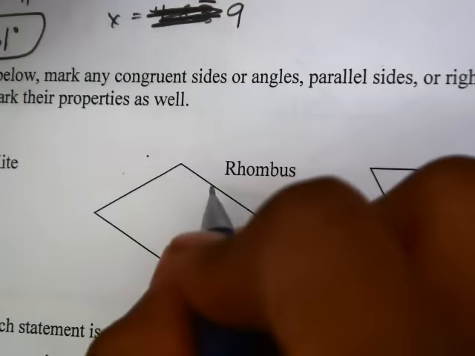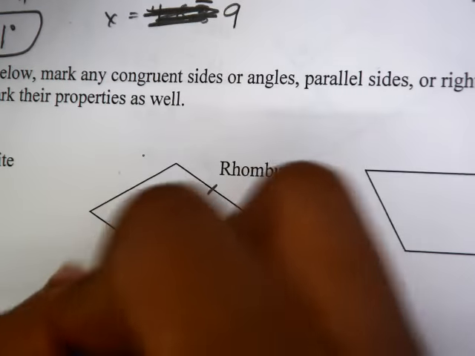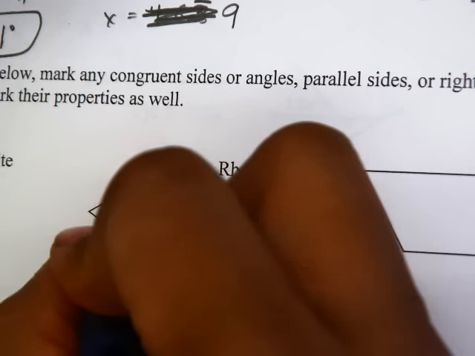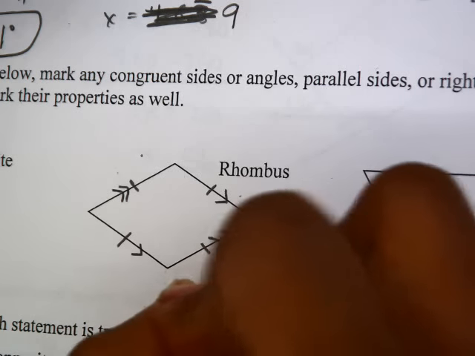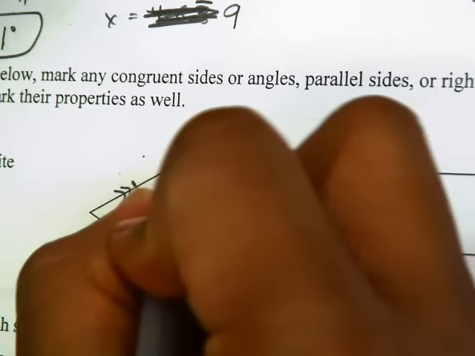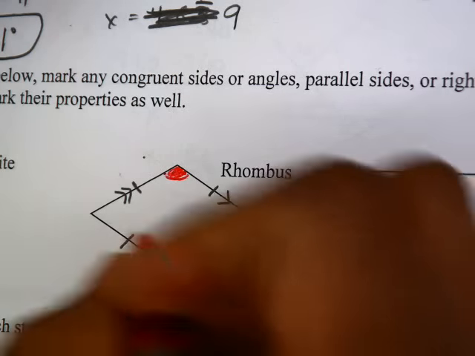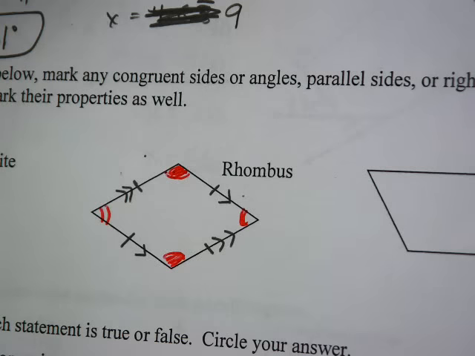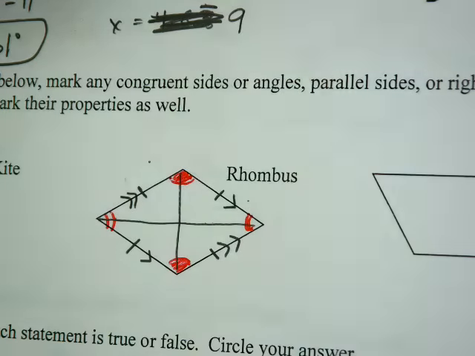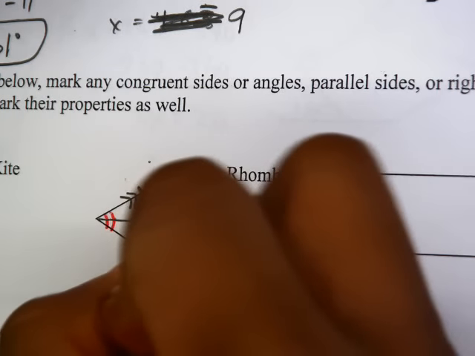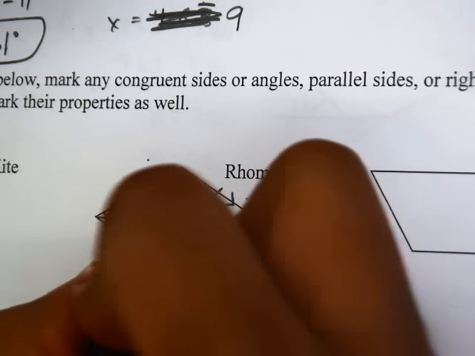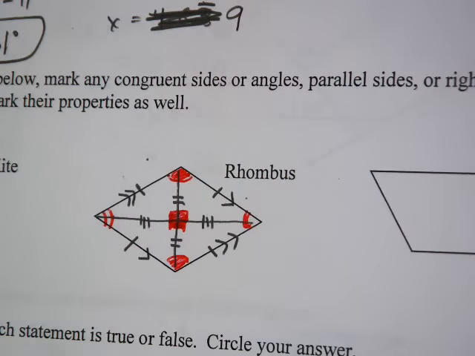For a rhombus, by definition, all the sides are equal. It's a parallelogram, so opposite sides are parallel, sorry. In a rhombus, the opposite angles are equal because it's a parallelogram, so this angle is equal to this angle, and this angle is equal to that angle. Diagonals are perpendicular, so there are 90-degree angles in here, and because it's a parallelogram, diagonals bisect. Like this part of the diagonal is equal to this part of the diagonal, and this part of the diagonal is equal to that part of the diagonal.